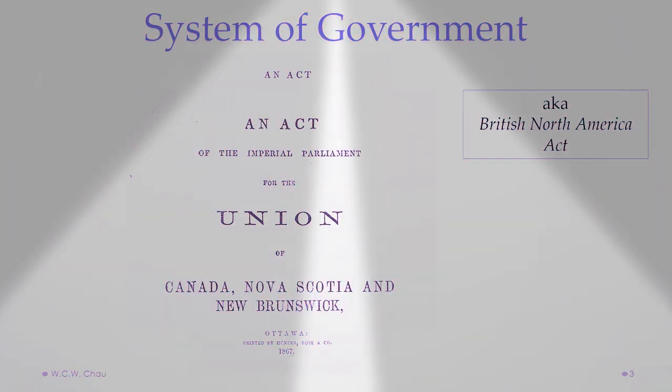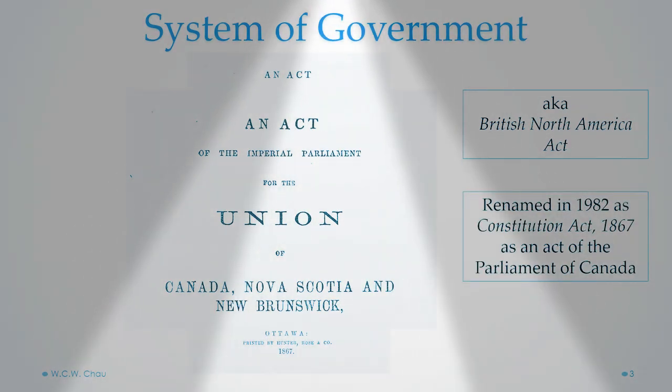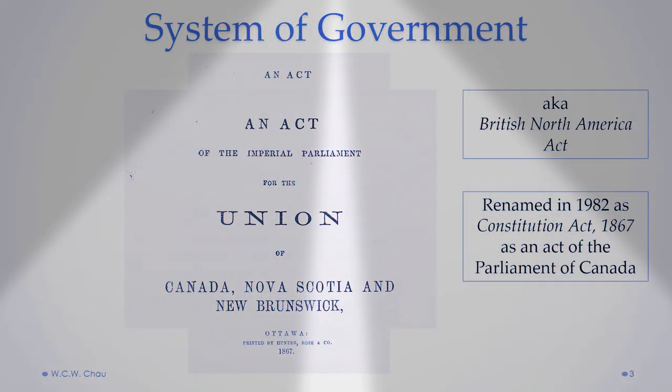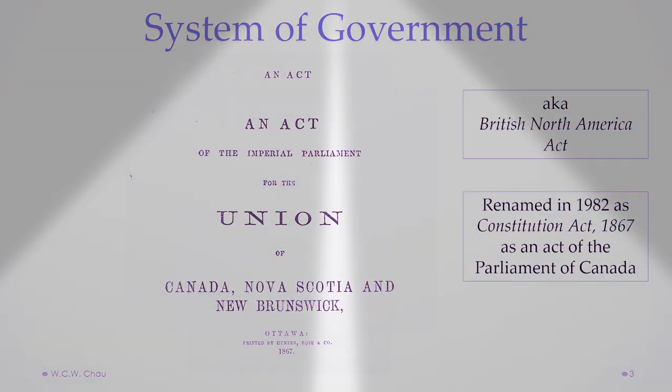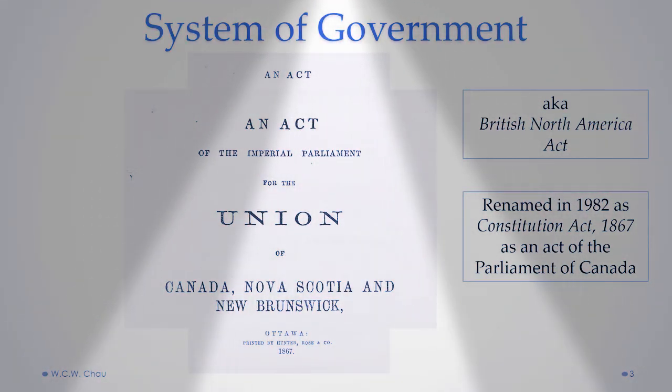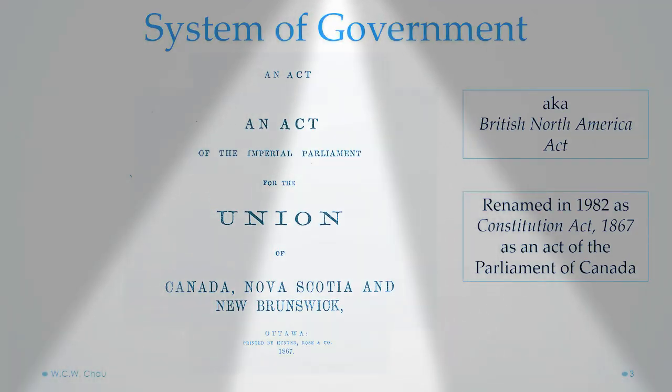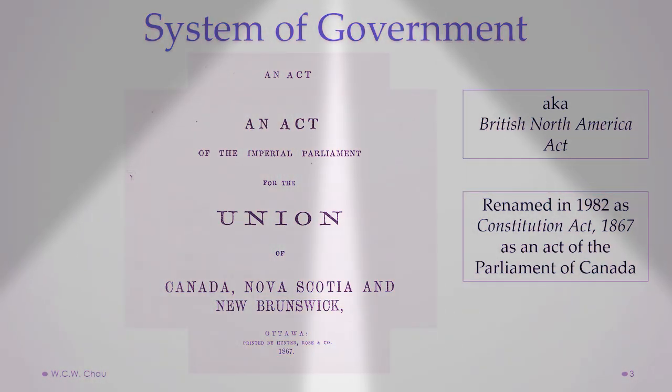That British North America Act, or BNA Act for short, was renamed in 1982 to be the Constitution Act 1867, which I referred to in the previous slide. It was renamed because in 1982 our Constitution became Canadian, in the sense that it became a Canadian law. The Constitution Act 1867 was an act of the Parliament of Canada. So our Constitution was no longer British as of 1982, but became Canadian.